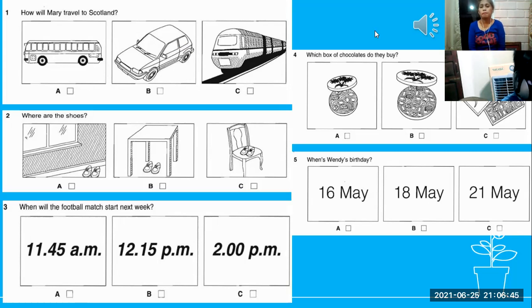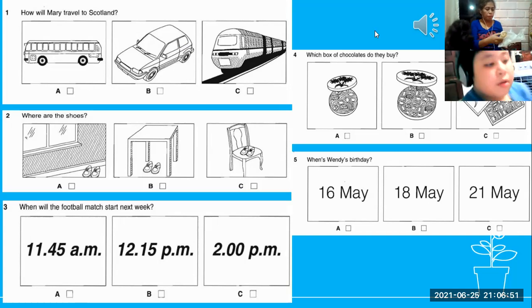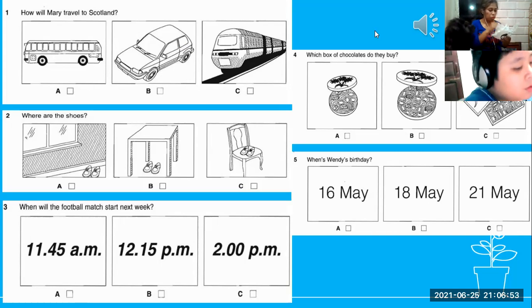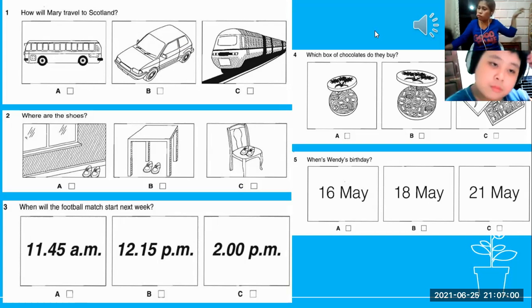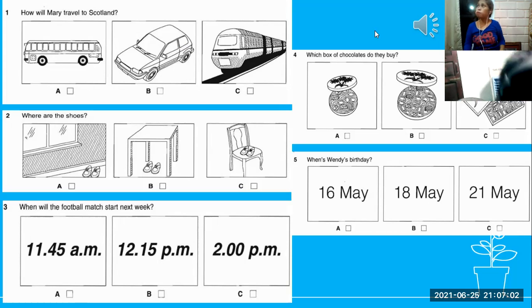Now listen again. Which box of chocolate shall we get Mum for her birthday? Those round boxes with the flowers on are nice. Yes, but that square box is cheaper. But it's Mum's birthday. Let's get the big round one. We've got enough money. Okay.